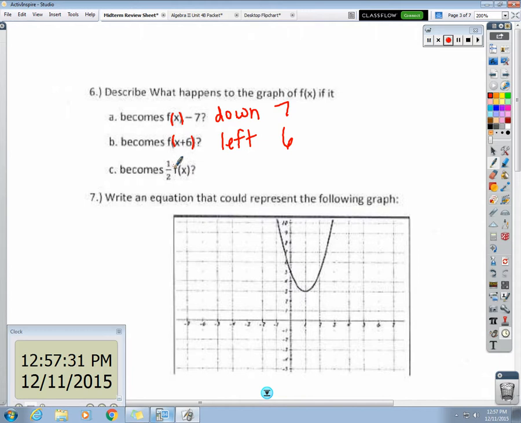Now, this is a number out in front of the function. What does that do? Shrink or stretch, and in this case it would be a shrink. If it's less than 1, it's a shrink. If it's greater than 1, it's a stretch.